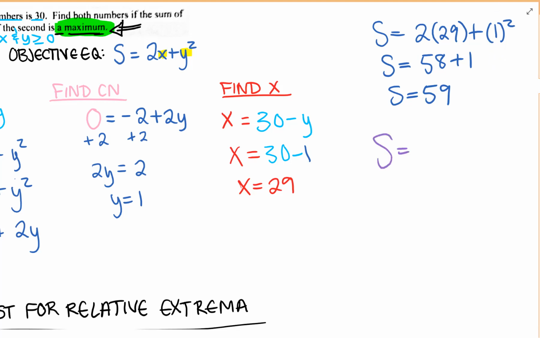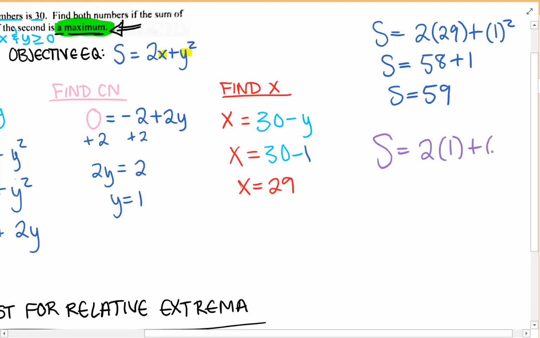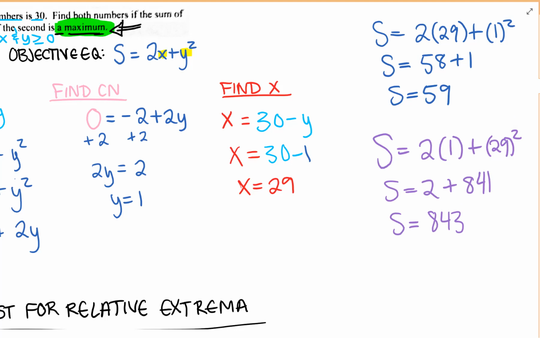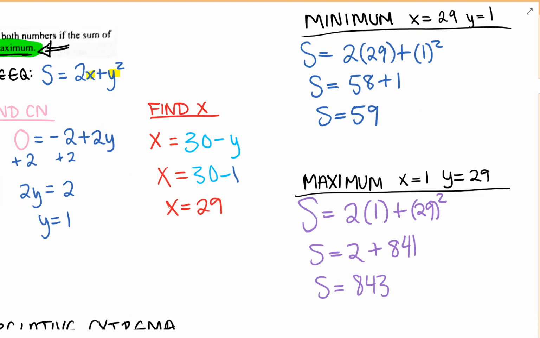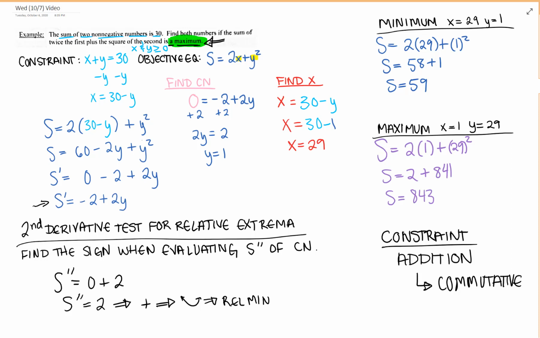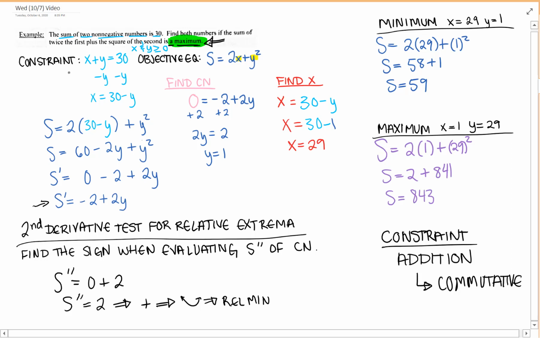Let's try that. 2 times 1 plus 29 squared. The sum here is 843. 843 is definitely greater than 59. So when y equals 1 and x equals 29, we get a minimum. And we got a maximum when we switched those two values. So why do we get to just switch the x and y values? Because the constraint involved addition, and addition is commutative.